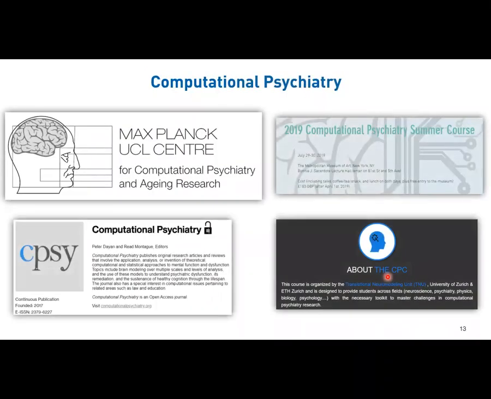This has been pretty popular recently, and this is evidenced in a few examples I can show you. So one example is that there is a newly established research center on the topic of computational psychiatry and aging. It is based both in Berlin, the Max Planck Institute, and in London, the University College London, the UCL here. So this is like a joint center. This is really the first center in the world, and it's currently still the only center in the world specifically and exclusively focusing on computational psychiatry.